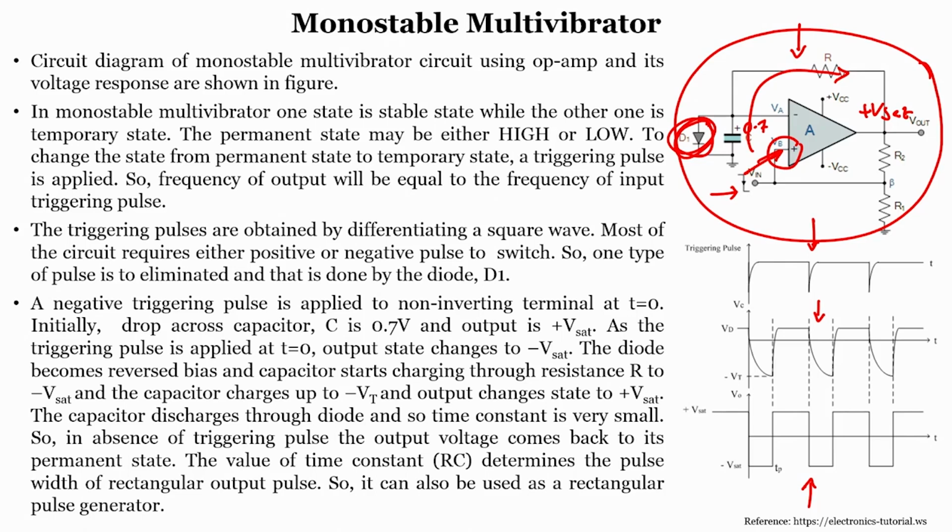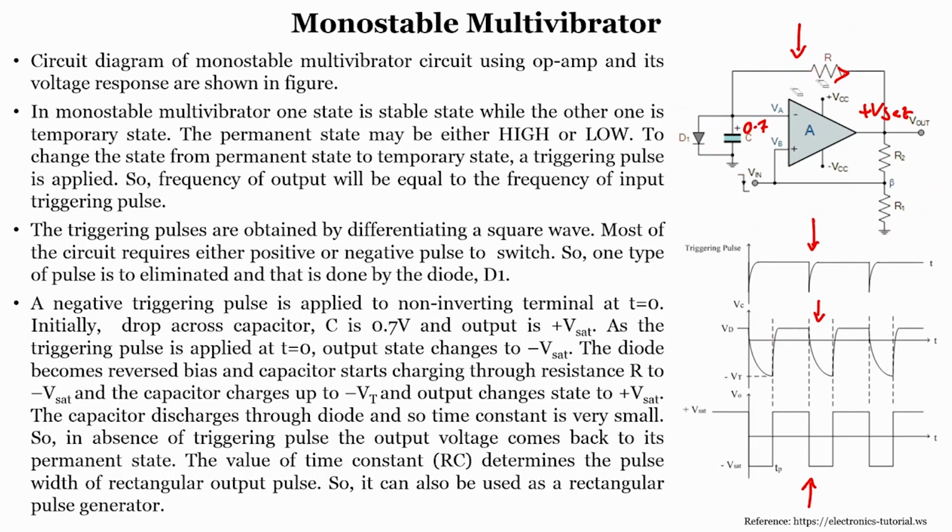So, in the absence of a triggering pulse, the output voltage goes back to its permanent state. The value of the time constant RC determines the pulse width of the rectangular pulse. You can see very clearly the charging and discharging of the capacitor. When it discharges through D1, it is very fast, and it comes back to the stable state.